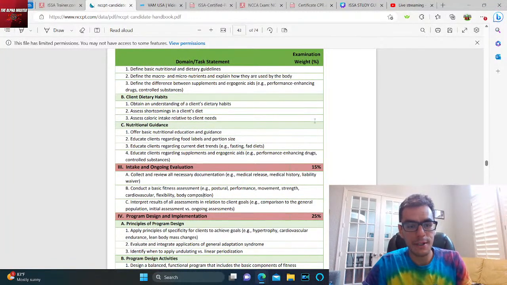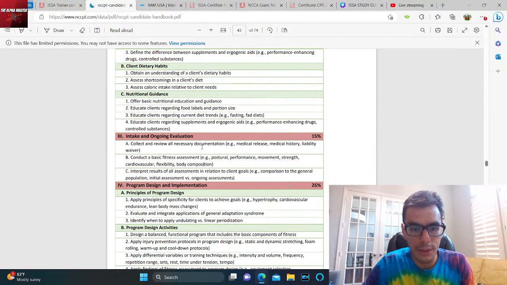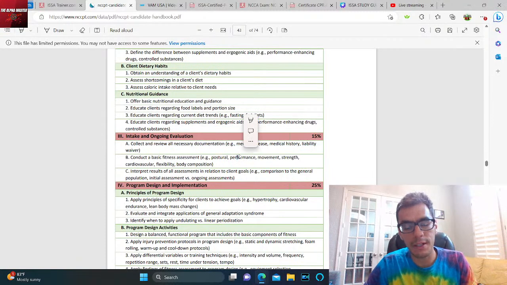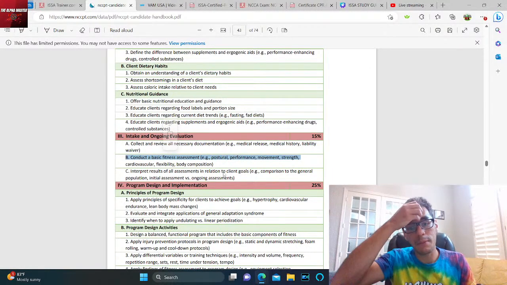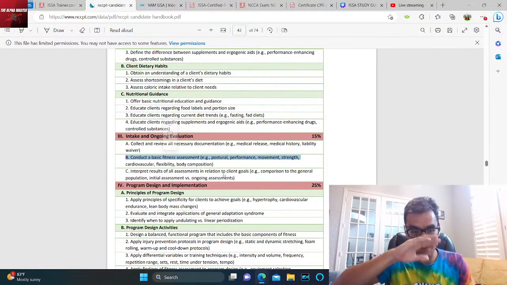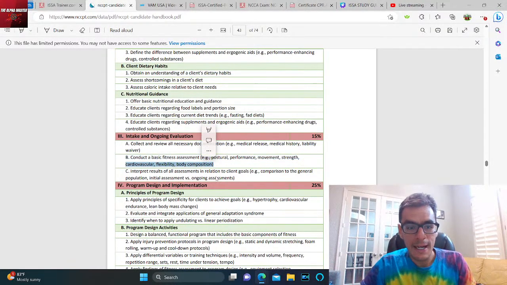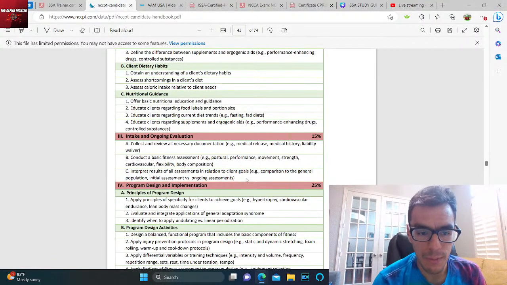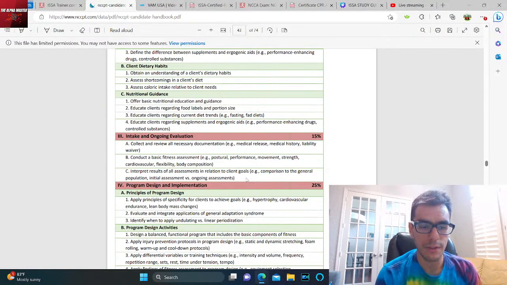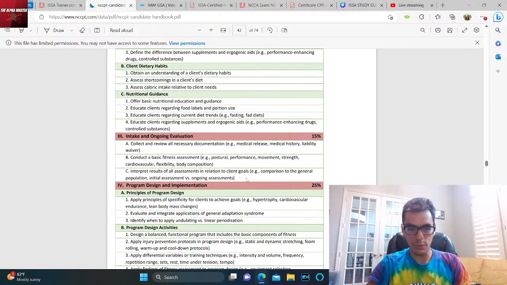The client assessment part is 15%. You have to collect and review all necessary documentation like medical release, medical history, and liability waiver, and conduct basic fitness assessments like postural, performance, movement, strength, cardiovascular, flexibility, and body composition, and apply the results of all assessments in relation to client goals, like comparison to the general population, initial assessment versus ongoing assessment. And then program design and implementation is 25%.